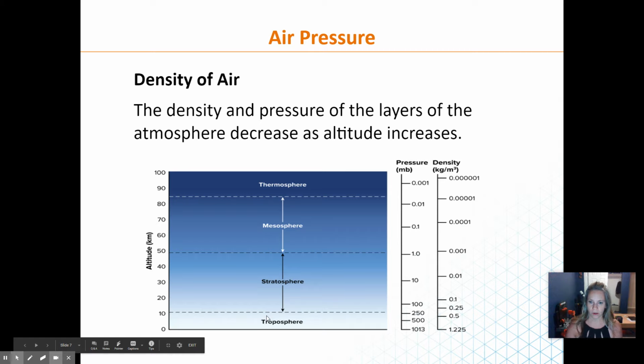And so if we look at the pressure in the troposphere, you have the most pressure in millibars, and it gets smaller and smaller as you go up. Same thing with density. If we look at density in kilograms per cubic meter, we start off at sea level at 1.22, and we go all the way up to a very small number. So pressure and density, no matter what you're measuring with, decrease as you go up in altitude.